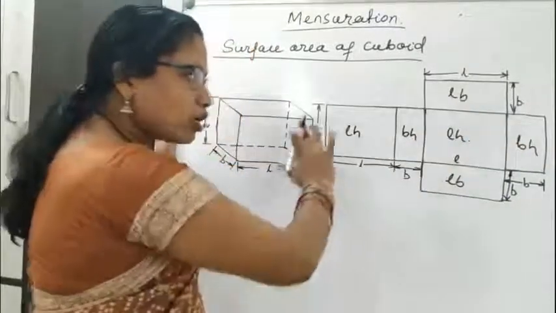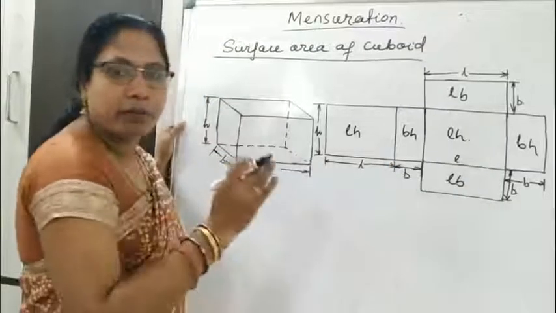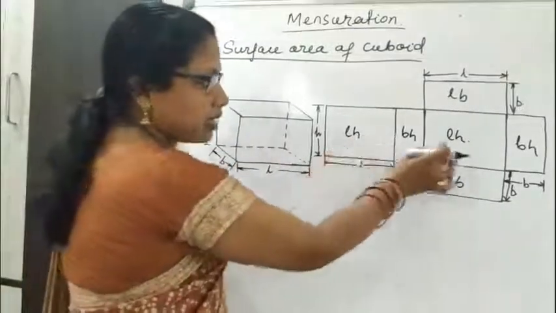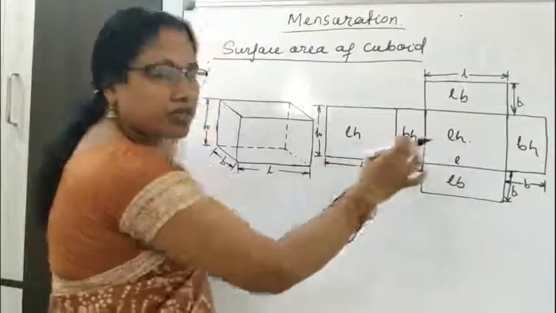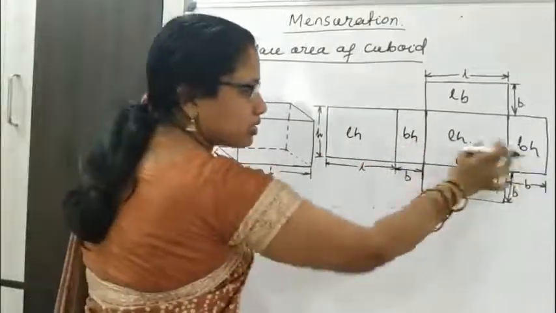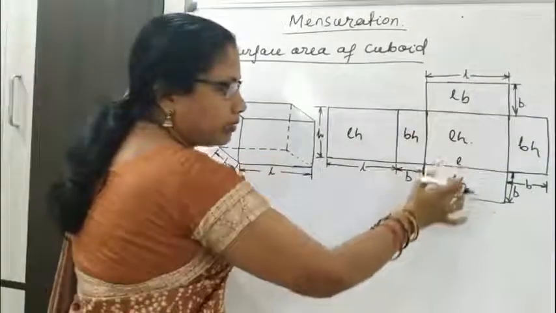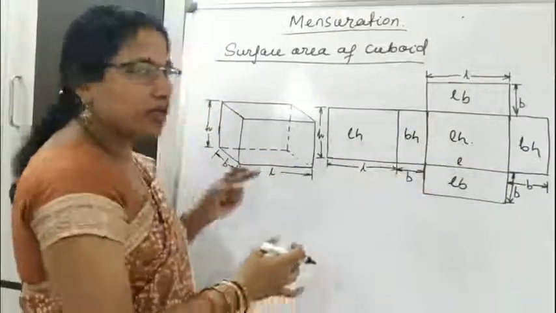So a cuboid has 3 pairs of identical surfaces. That means LH, LH, 2 surfaces having the same area. BH, BH, 2 surfaces having equal area, and LB, LB, 2 surfaces having equal area.